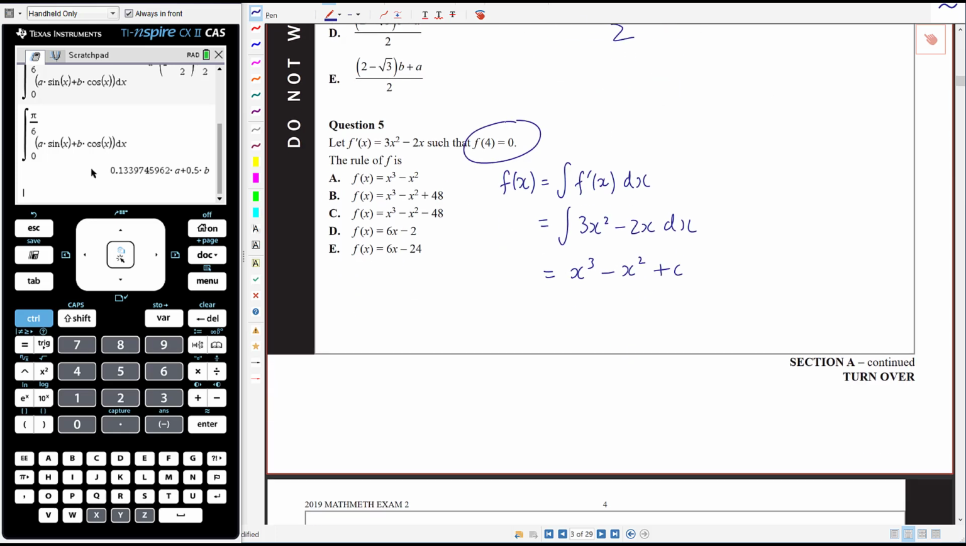We've got a point, f of 4, when x equals 4, y equals 0. So f of 4, 4 cubed is 64, minus 4 squared, which is 16, plus c, and that has to equal 0. So 64 minus 16 is 48, plus c is 0, and so c must be negative 48. And so therefore our function is x cubed minus x squared minus 48. So C.